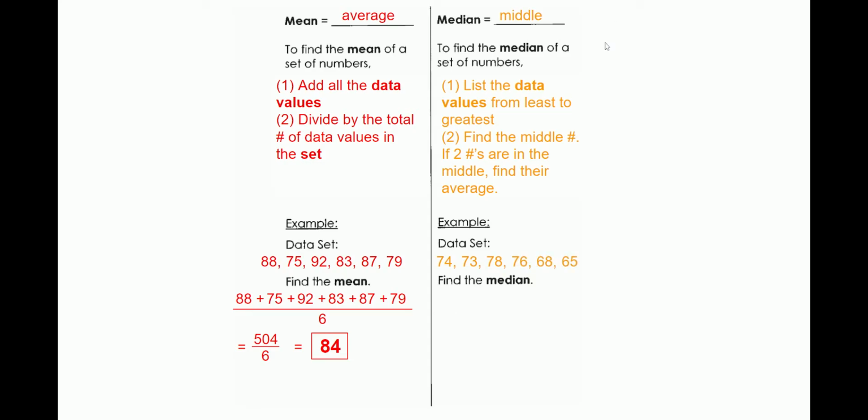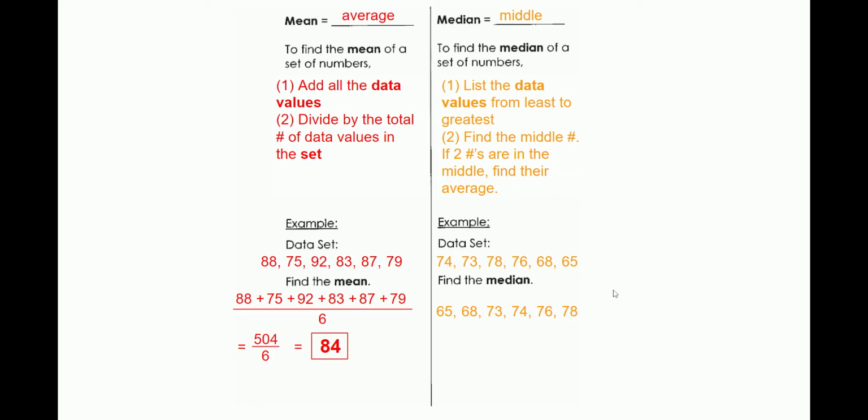Our first step is to list the data values from least to greatest. So list these from least to greatest. Our least number is 65, and then 68, followed by 73, 74, 76, and then 78 is our greatest number. So from least to greatest. Next, we're going to find the middle number.